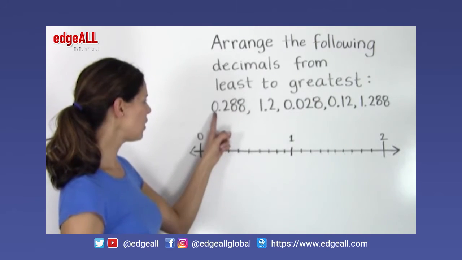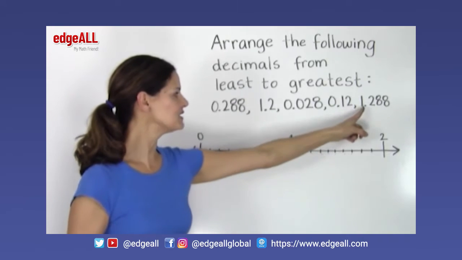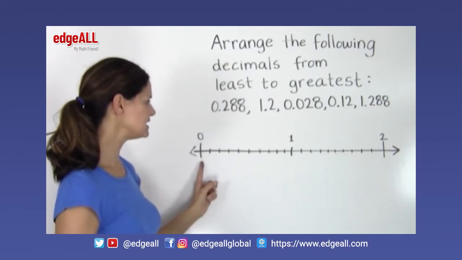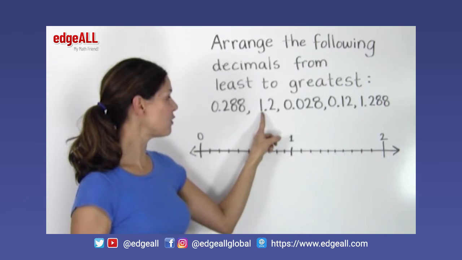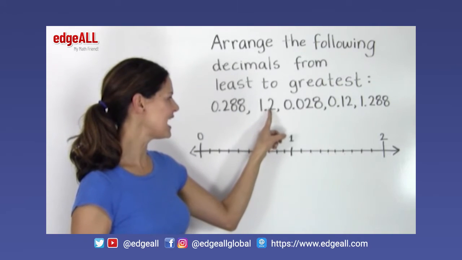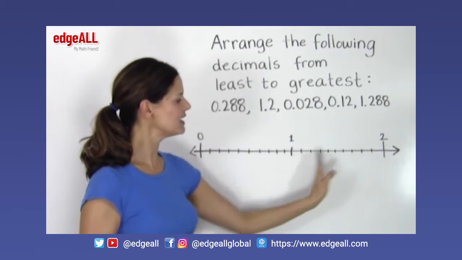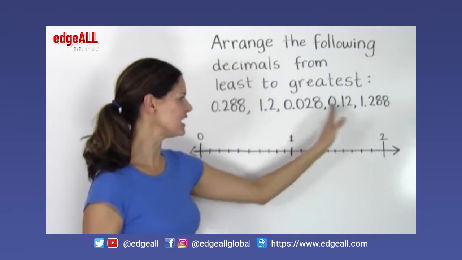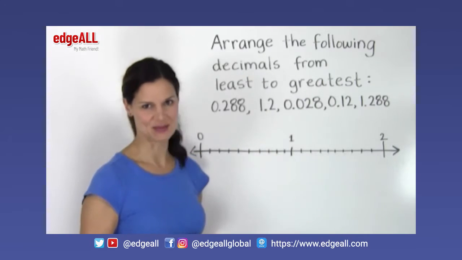We look at the whole numbers here as being 0 and 1, and we can see that all of our numbers are going to fall between 0 and 2, because the numbers we have that have a 1 in the whole number place, and then the decimal after, are going to be to the right of 1. So we're going to go all the way up to 2, so we're sure to be able to fit in our 1 point something decimal numbers.